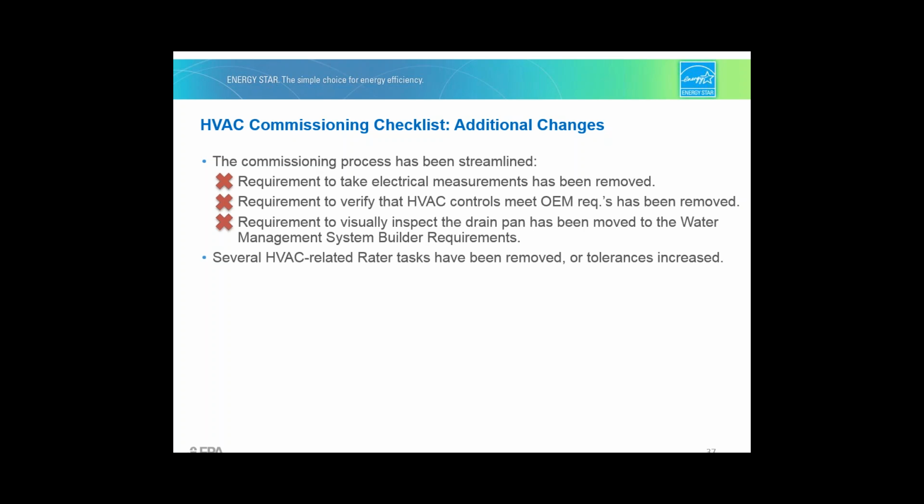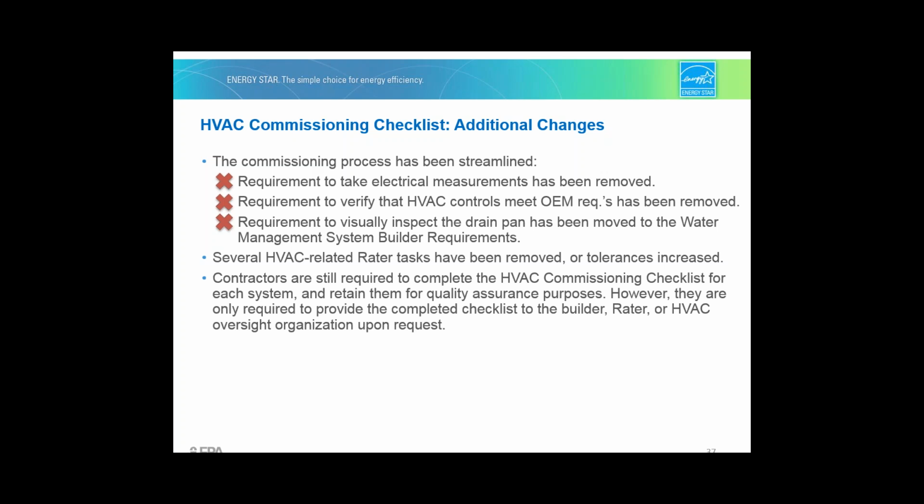And to help streamline the certification process for everyone involved, several HVAC-related radar tasks have also been removed or made less stringent. And finally, we've made a change in the paperwork process to streamline certification. Contractors are still required to complete the HVAC commissioning checklist for each system and retain them for quality assurance purposes, just like today. However, they're only required to provide the completed checklist to the builder, the home energy rater, or the HVAC oversight organization upon request.